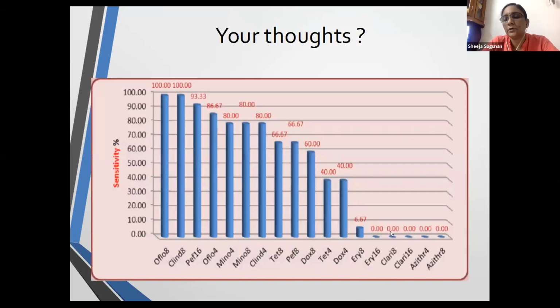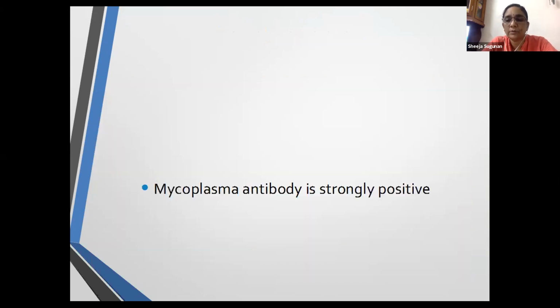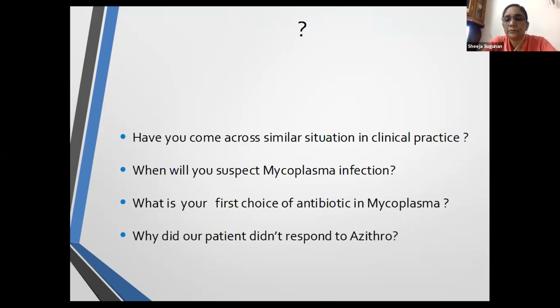Mycoplasma definitely is a possibility. With a 12-year-old child presenting with pneumonia along with pneumococcal, we will definitely always be thinking about mycoplasma. And regarding the choice of antibiotic for mycoplasma, there is a little bit of a problem there, because azithromycin resistance is being increasingly reported. In fact, many studies are now telling that azithromycin sensitivity of mycoplasma is less than 10%.